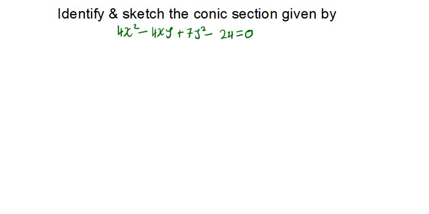Hi, let's now look at conic sections. So the question that we have says identify and sketch the conic section given by this equation that we have here, which is 4x squared minus 4xy plus 7y squared minus 24 equals 0.